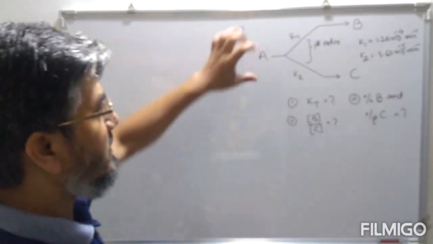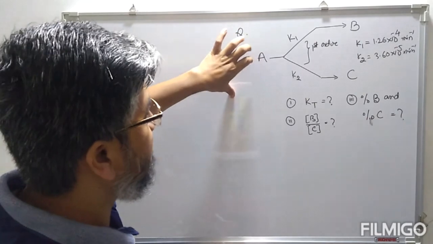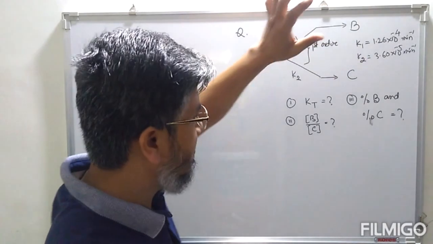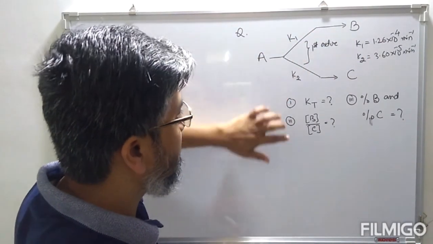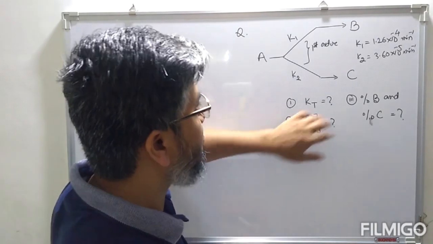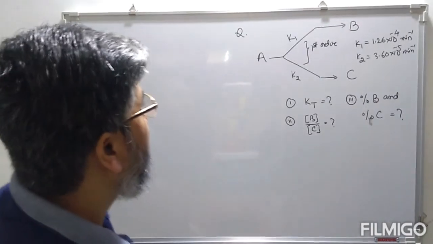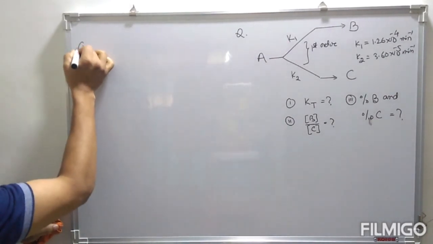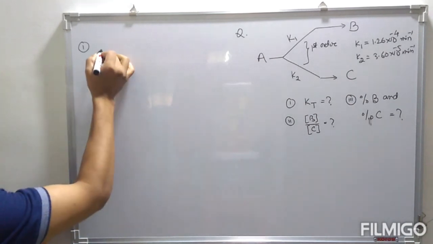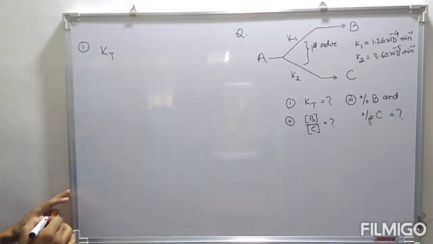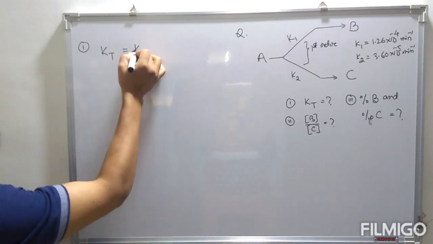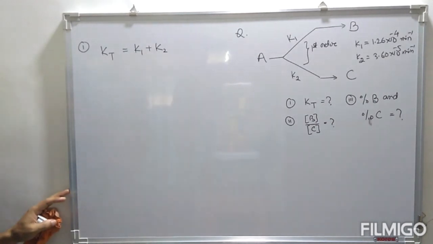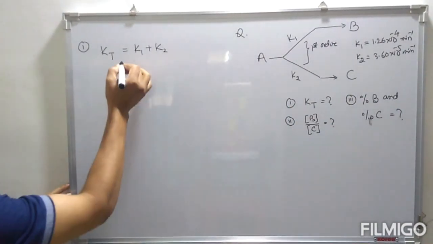So we have the first order kinetics, that is a parallel reaction. Conversion of A to B and A to C both follow first order kinetics, and their respective rate constants are given. Now you have to find the total rate constant, the product ratio at any given instant, and the percentage of the products formed. Using the concept of parallel reaction, the total rate constant K is equal to the summation of individual rate constants. So in this case, K1 plus K2.